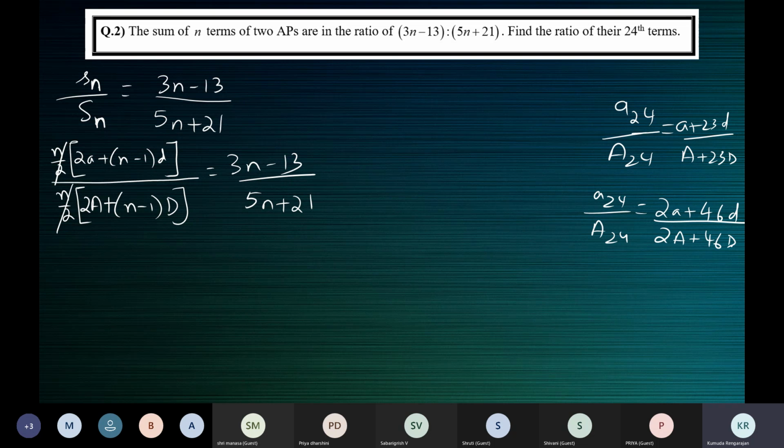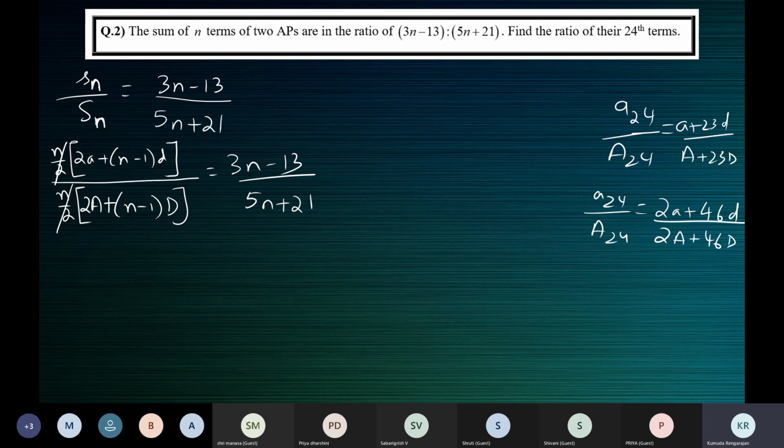It's the same, children. We're multiplying the numerator and denominator by 2. When you do that, you get 2A plus 46D by 2A plus 46D. When you take out 2 common, they'll get cancelled. It's the same thing, A plus 23D by A plus 23D. Now, why did we multiply? Because here we have 2A.